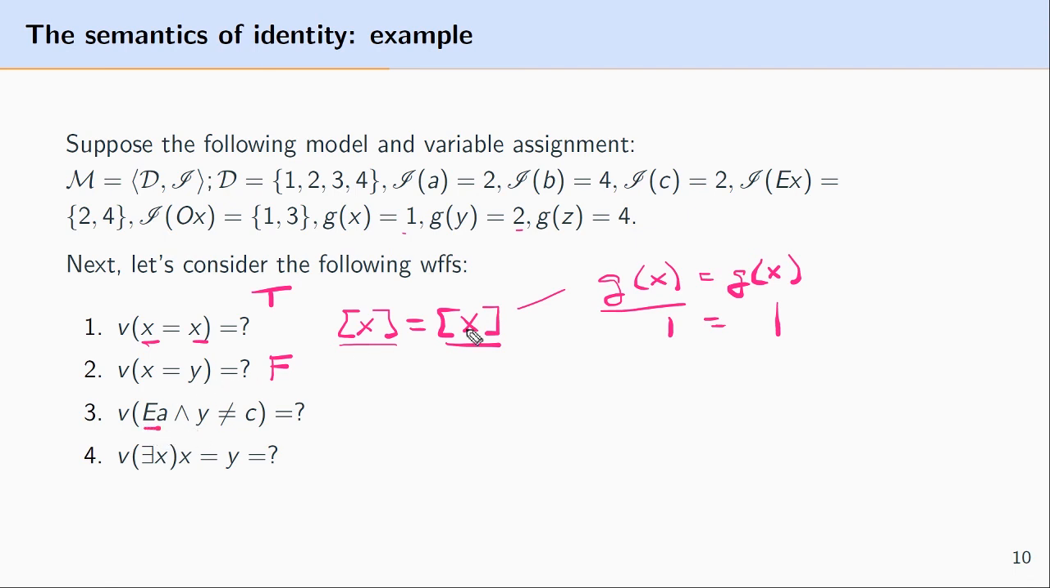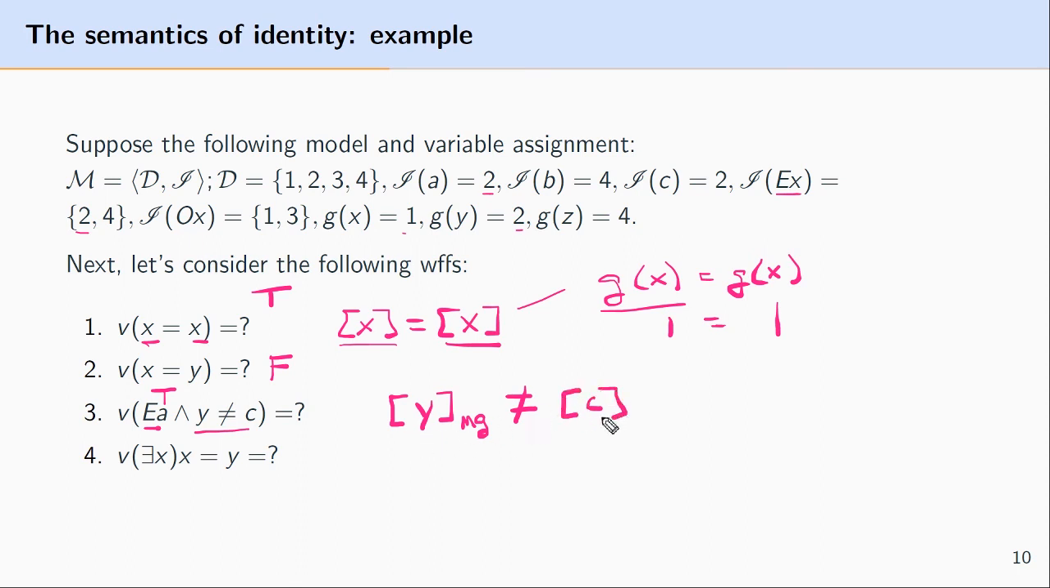In the case of 3, we have a conjunction here. We have EA, which is true, because you'll note that A, which picks out 2, is found in the interpretation of EX, which contains 2 and 4. And so the left conjunct is true. But what about Y does not equal C? So what we'll do here is determine if the denotation of Y, which is defined relative to the model and the variable assignment, equals or does not equal the denotation of C.